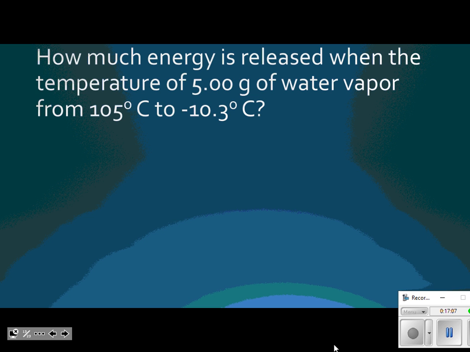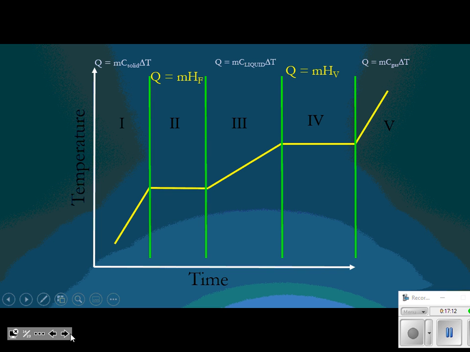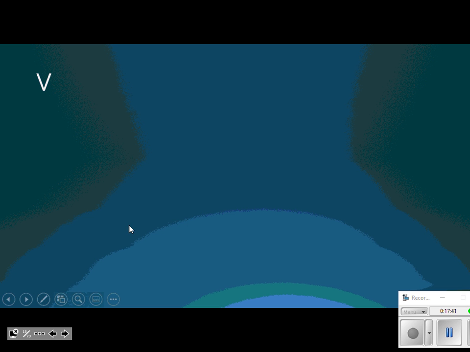Now, as I come through here and I look at my different quadrants, we stated that we are starting all the way up here in quadrant 5 at 105 degrees Celsius. We're ending down here at 10.3, I believe. 10.3 degrees Celsius. So we are going to need to have calculations for all 5 quadrants. Now, it's not tough because we can read data tables and we can add and subtract. So, in quadrant number 5, Q is equal to M, the specific heat of the gas, the change in temperature.